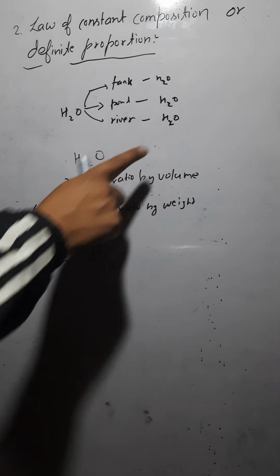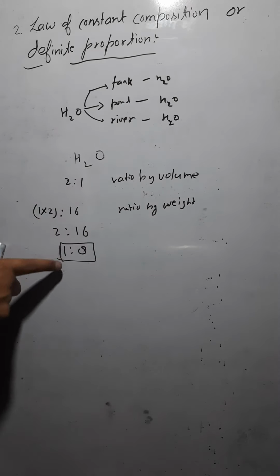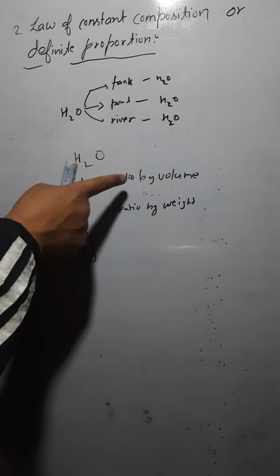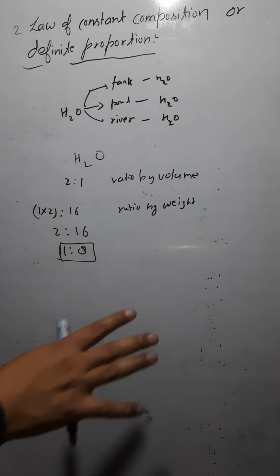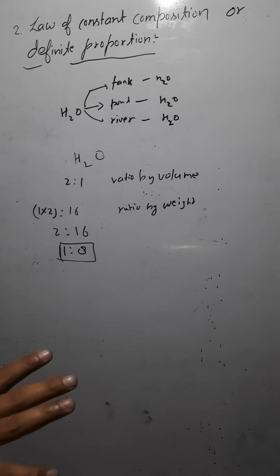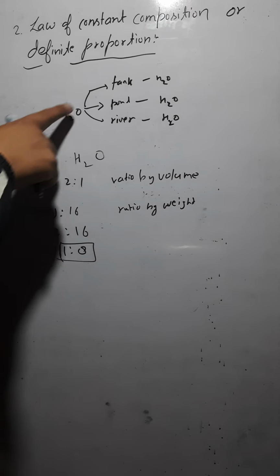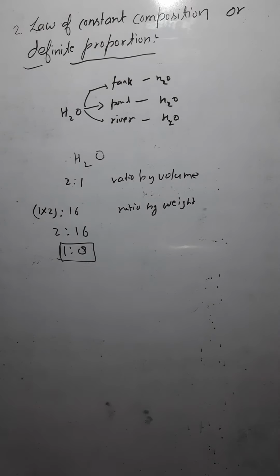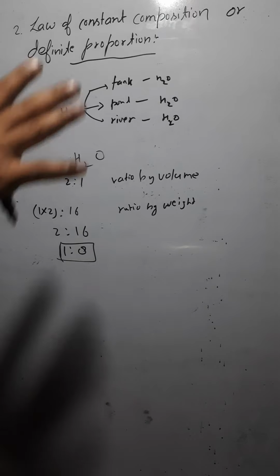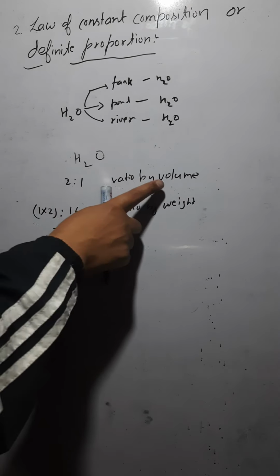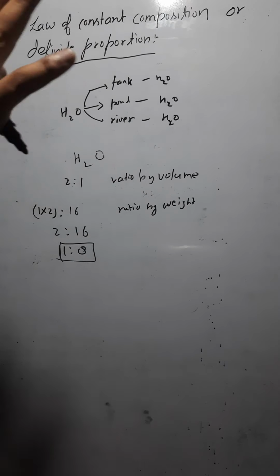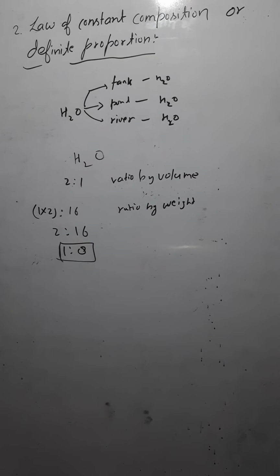So everywhere you would have the same ratio of hydrogen and oxygen by weight, and the same ratio by volume, 2:1. Whatever the source of the compound, that is H2O, the elements are going to combine in a fixed ratio by weight and by volume. Everywhere you would find this same condition. Getting it or not? Very good.